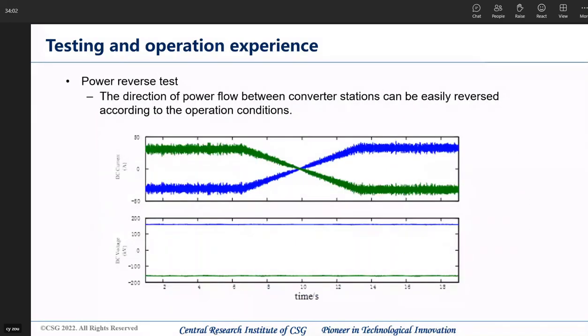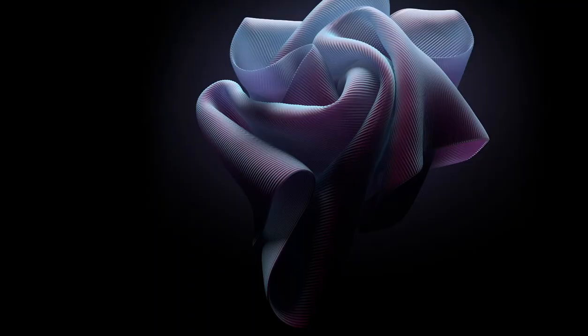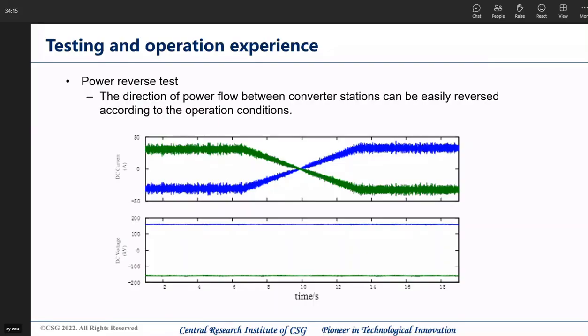This is the power reverse test. The direction of the power flow between converter stations can be easily reversed according to the operation condition, and you can see here the power direction has been reversed within several seconds.